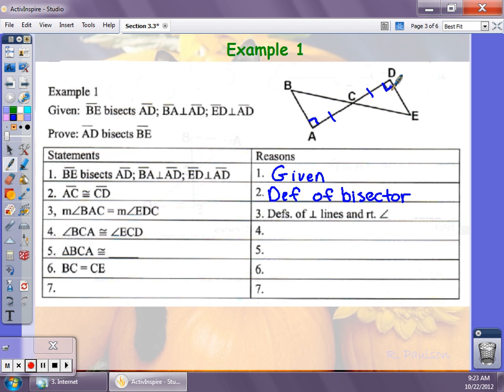The next thing I'm going to conclude is that angle BCA is congruent to angle ECD based on the fact that they are vertical angles. So again, I'm going to mark that in my diagram and mark my reason. So vertical angles are congruent. So now if I look, I have enough information to prove that triangle BCA is congruent to triangle ECD. Based on my markings, I can see that that is based on the angle-side-angle postulate.